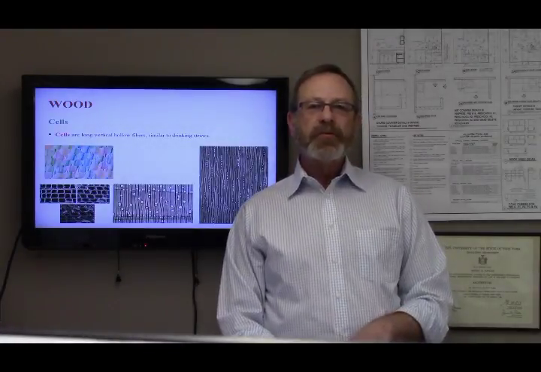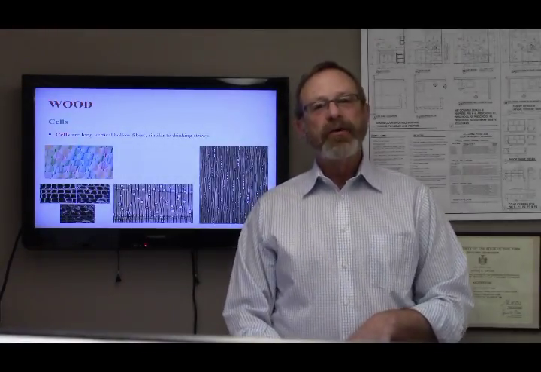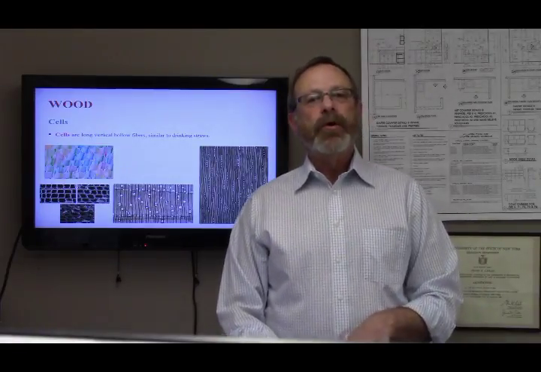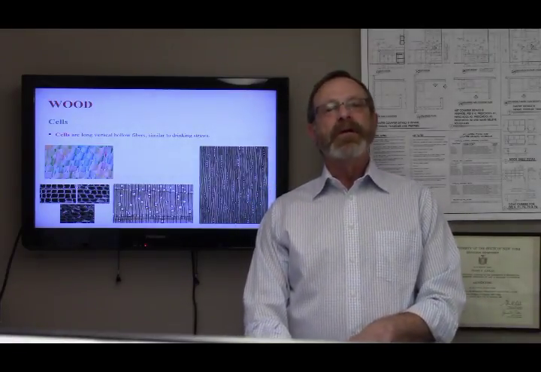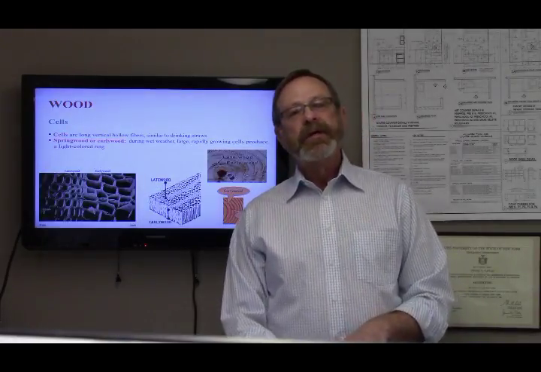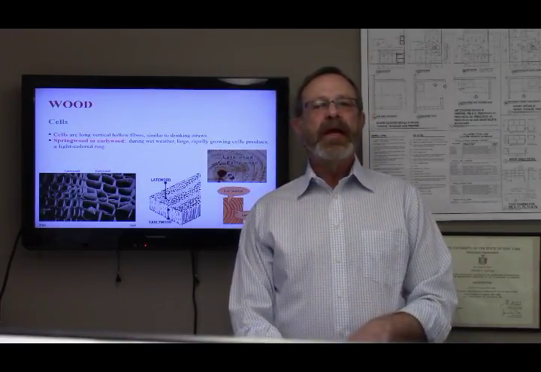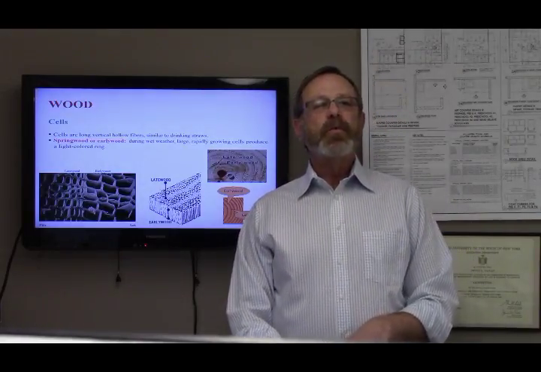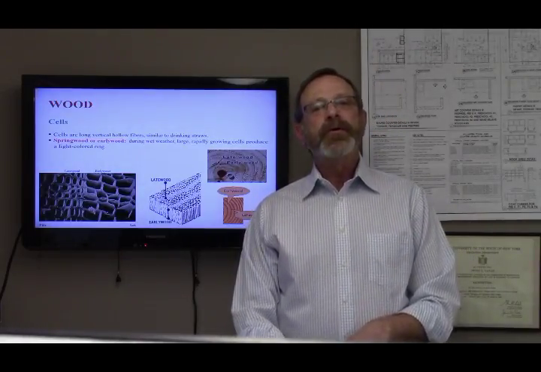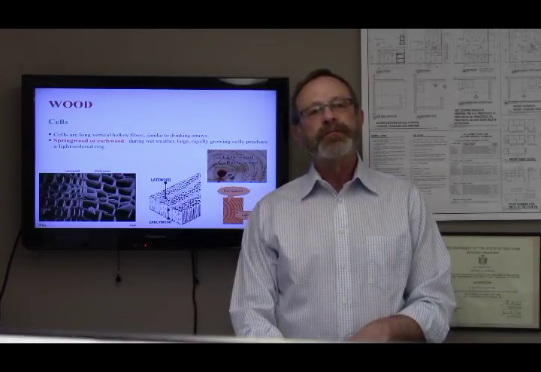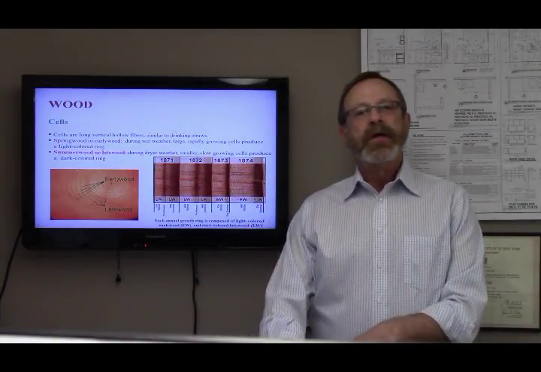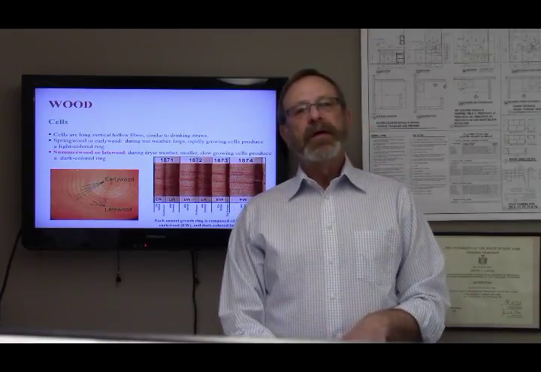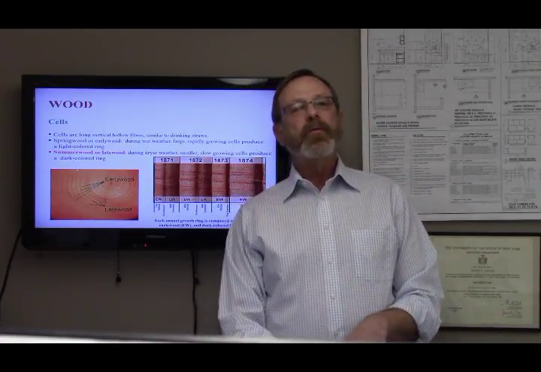Think of the cells as drinking straws, packed together. No matter how tightly they are connected, there is still room for water to move up and out of each straw. Springwood is the part of an annual ring of wood characterized by large, thin-walled cells formed during the first part of the growing season. Summerwood is the wood that is produced by a tree near the end of the growing season. It consists of small, thick-walled cells.